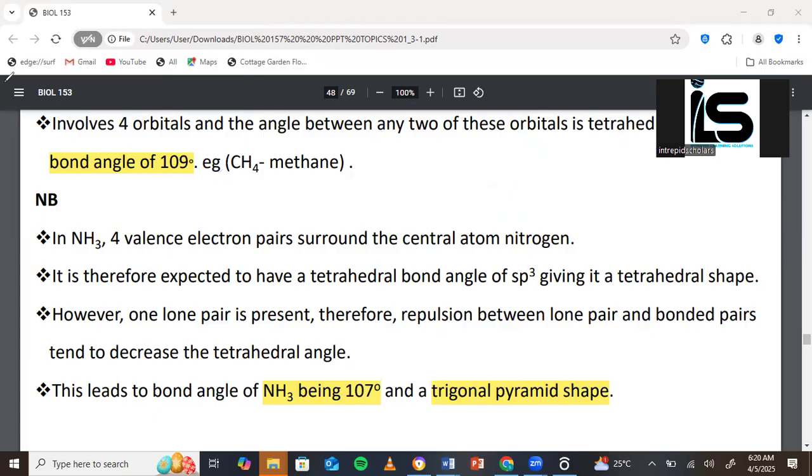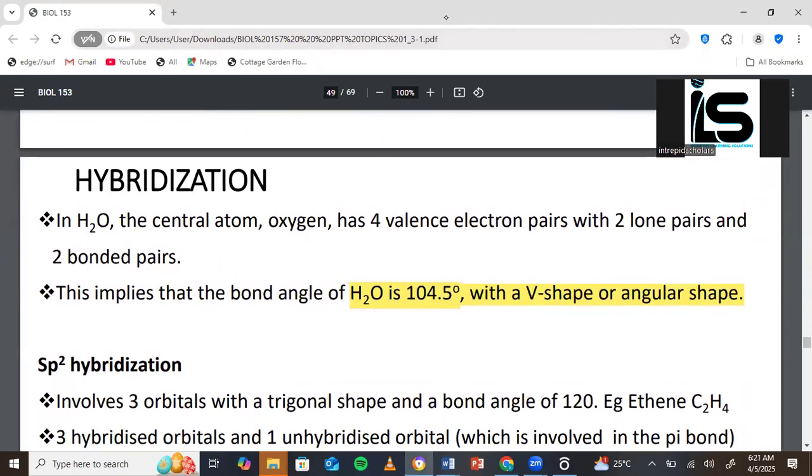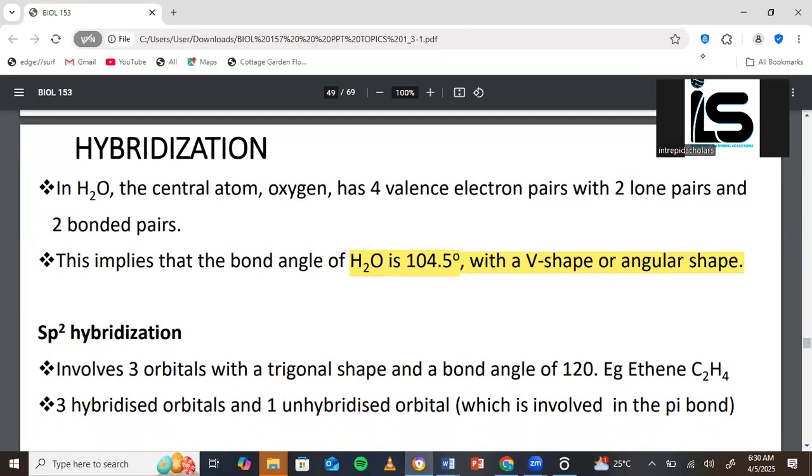Let's move on. The anomaly is also seen in water. The oxygen in water is sp3. Water has two lone pairs, and so that gives a higher extent of repulsion than even in ammonia. And so you realize that the bond angle of water will further decrease to 104.5 degrees, with a V or angular shape.